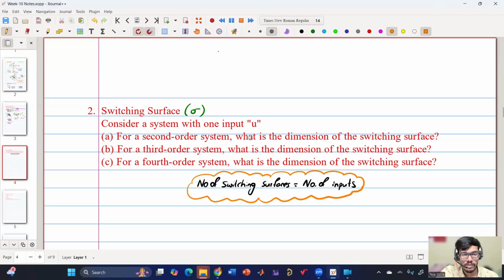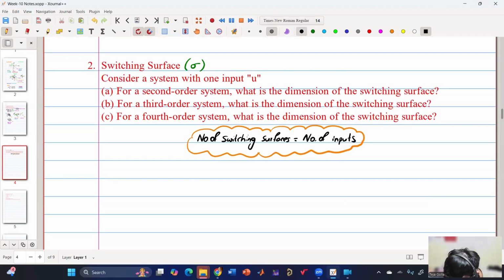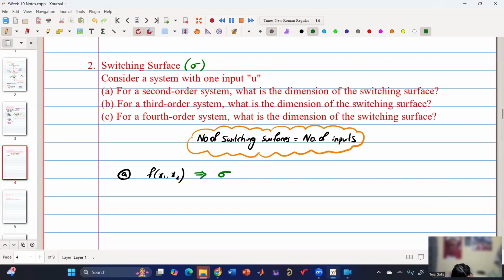So for a second order system, we'll have x1 and x2, right? So my sigma is a function of x1 and x2. So I can write k1 x1 plus x2 equals to 0. Now, what is the dimension of this sigma? Is it a line or a plane or what? Anyone? K1 x1 plus x2. Is it a line or a plane? Straight line. Very good. So this is a straight line.